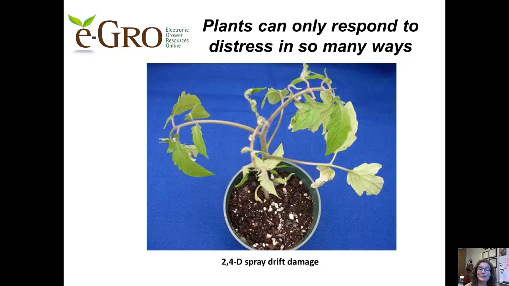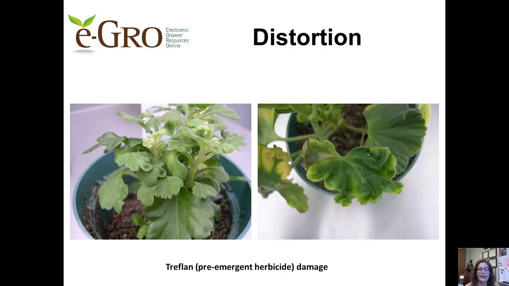Remember, plants can only respond to distress in so many ways. So here you see a tomato that's been exposed to 2,4-D herbicide drift, a completely different cause of epinasty compared to the ethylene that we just considered in the previous slide, and unfortunately plants do not grow out of this damage. And here you can see plant distortion caused by the pre-emergent herbicide Treflan used against the label in an enclosed greenhouse environment. Damage is foliage distortion, and again, the plants are not going to grow out of this.